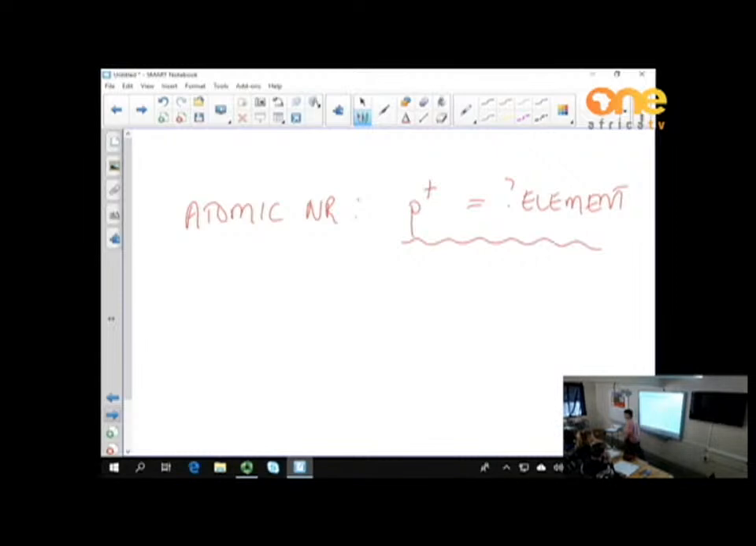But why does the periodic table have the funny shape that it has? Why are there 8 columns with a section in between? Well, yeah? Have a go?